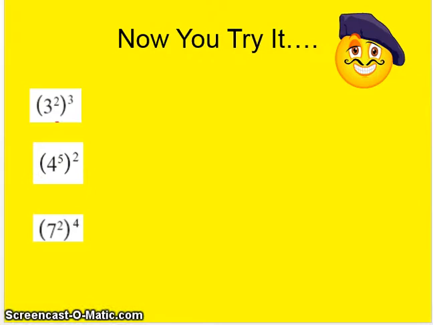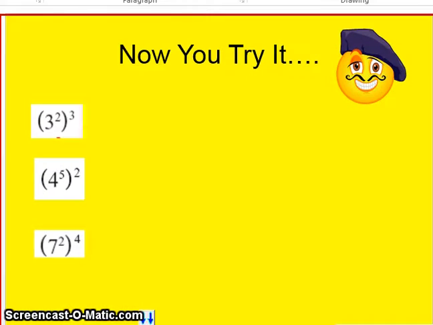Now let's try some. Here are some examples that need to be in your notebook. So the first one we have here is 3 squared to the 3rd power. Now we're raising it to the 3rd power, which means we're multiplying it 3 times. So it's the same as 3 squared times 3 squared times 3 squared. Again, here we have all like bases, 3, 3, and 3. So 3 is still our base, and we can add our exponents. 2 plus 2 plus 2 is 6.